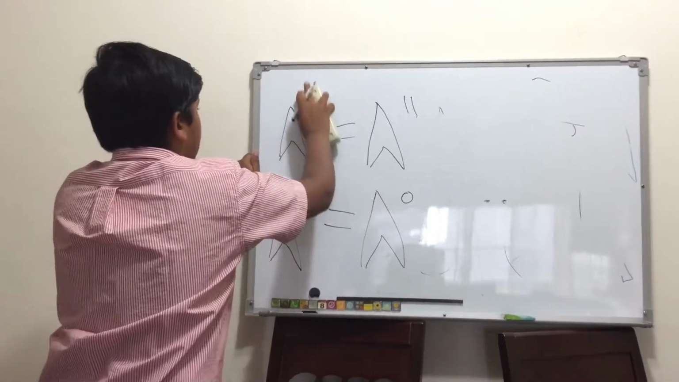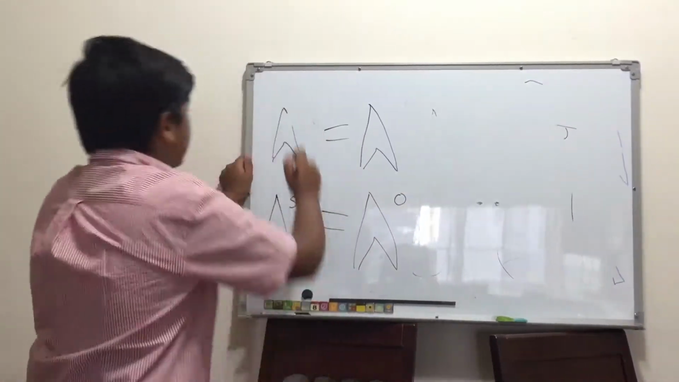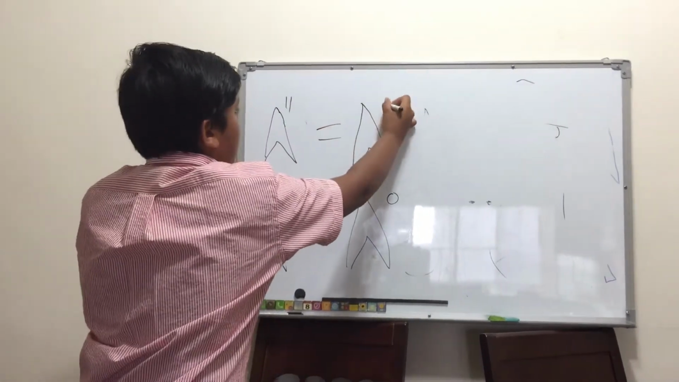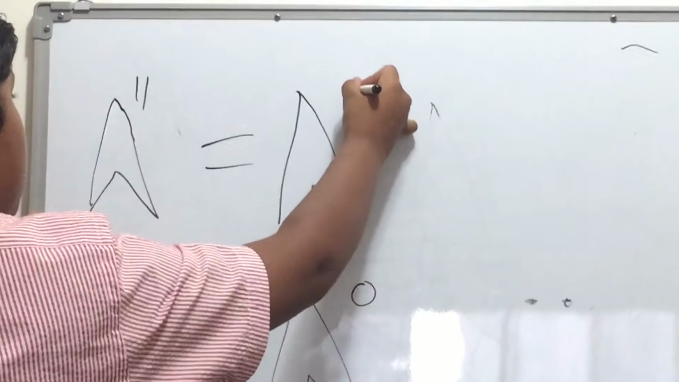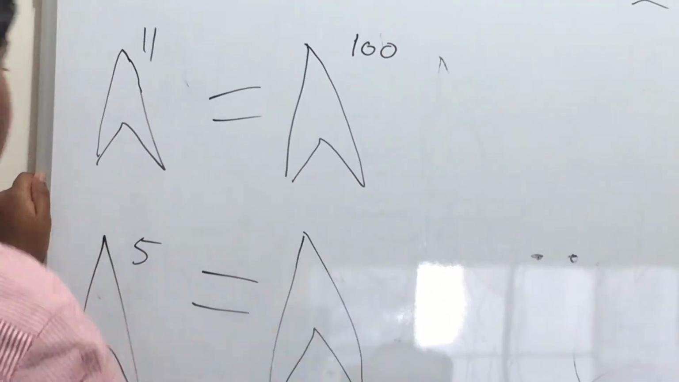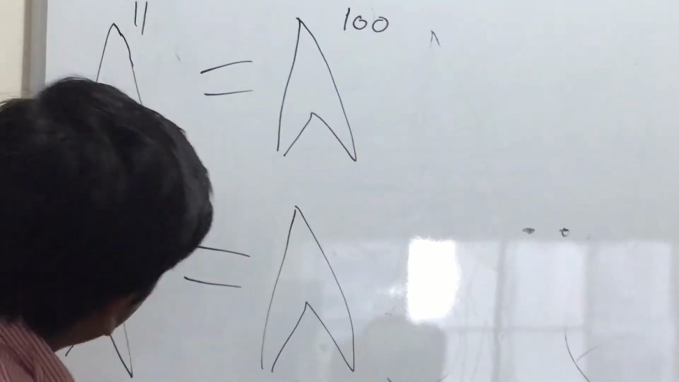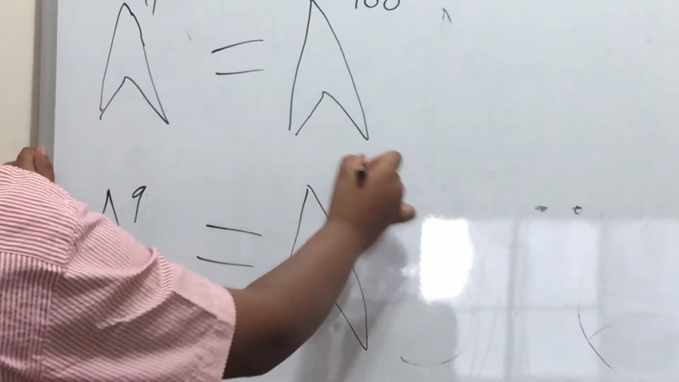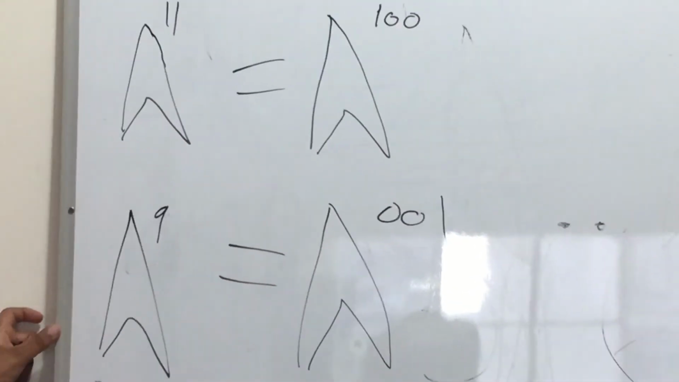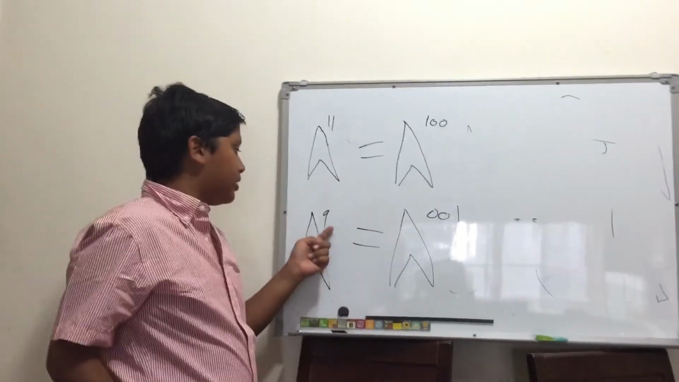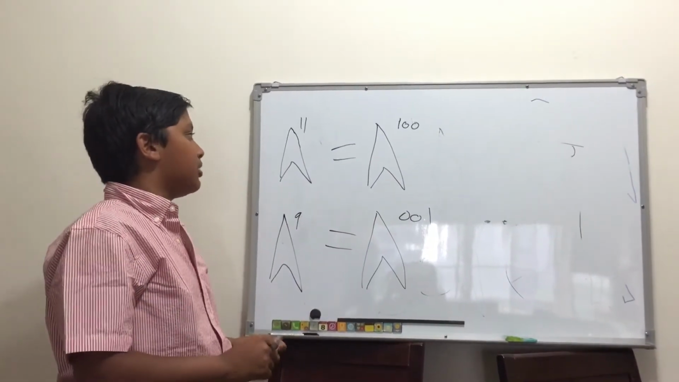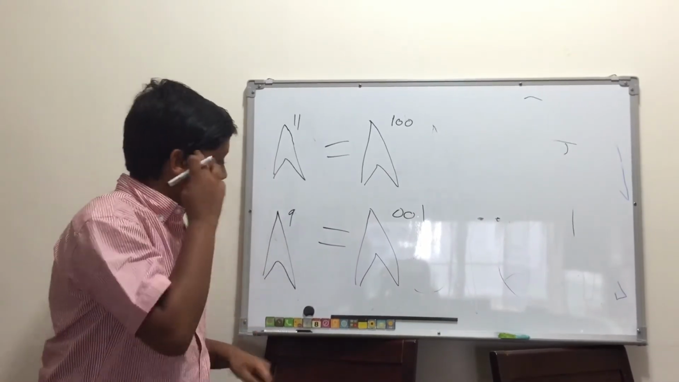So if it was like 11, then it would be 1, 0, 0. Well, it looks like that. And if it was 9, then it would be circle, circle, line. So if you want to minus in indices, then you need to put it after the 5s, or if you want to plus, then put it before the 5s.